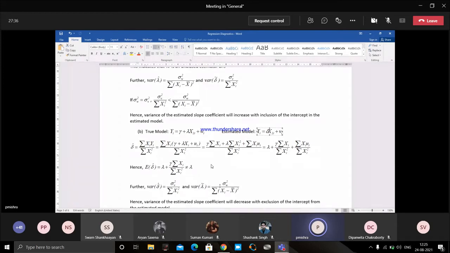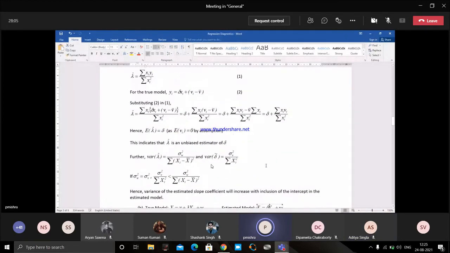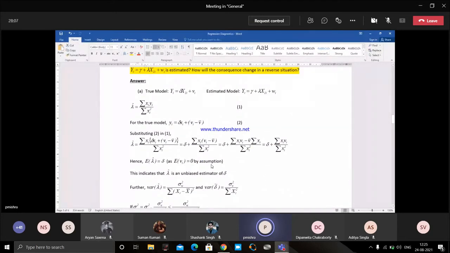Is this part okay? Any question on this part? Aditya? Sir, I had a small comment. In the A part, when the true model was without any intercept. Can you be a little louder? Hello, Aditya? Hello, sir. Am I audible?